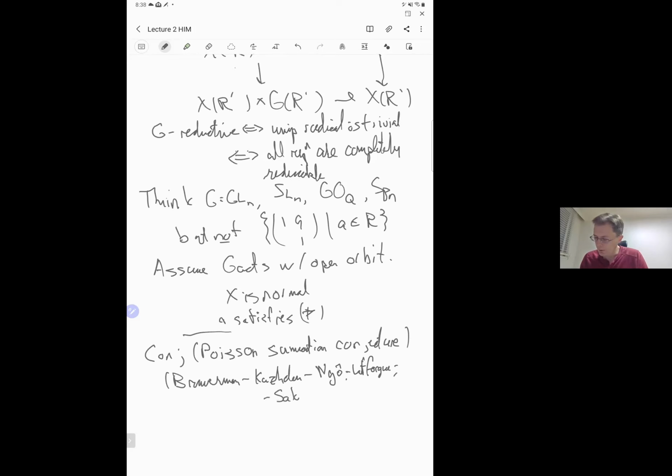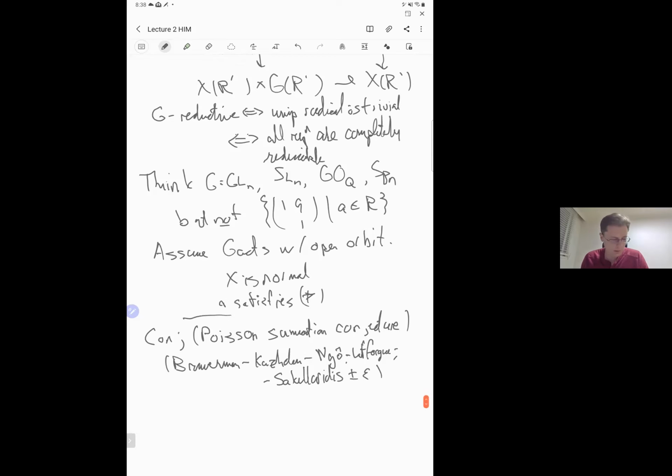And then Sakellaridis partially generalized it to the setting of spherical varieties. It was in a more restricted setting prior to that. And then I'll just say plus or minus epsilon. So whatever's wrong in here, you can blame me if you wish.